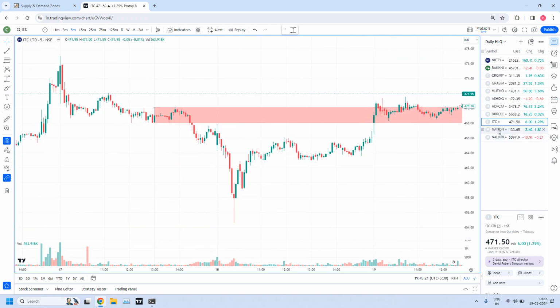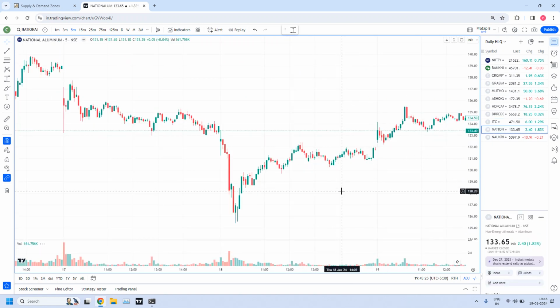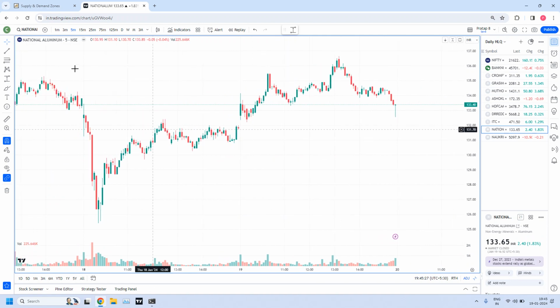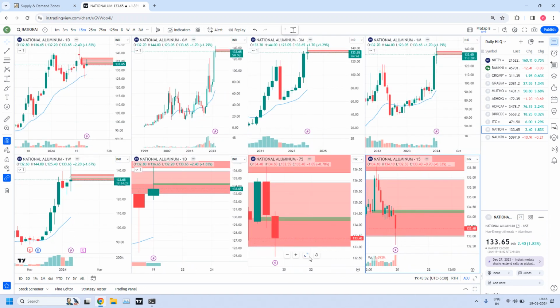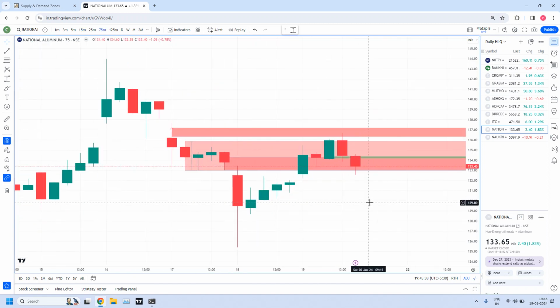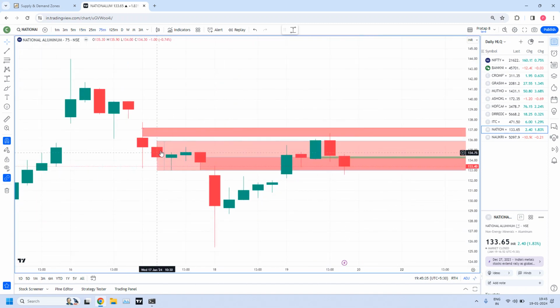Next one is National Aluminium. National Aluminium is also the same. The price structure is not good. This is also a 75-minute zone. Let me show you the 75-minute zone. See here a lagging candle, 1, 2, 3, 4 base candles and a drop candle.